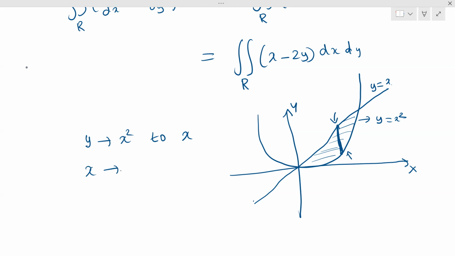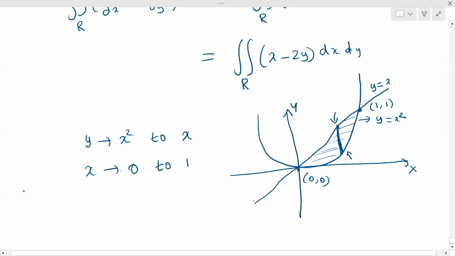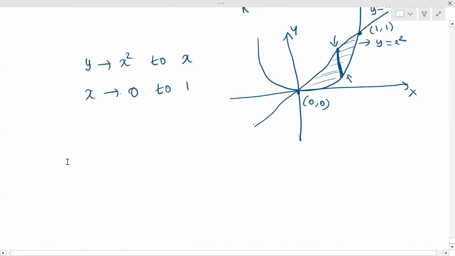What about the outer integration limit? Outer integration limit should always be constant. So here it is the origin, this is the minimum value of the region. The maximum value is the point of intersection, which is 1, 1. So x varies from 0 to 1. When we solve this equation, we will get the point of intersection that is 1, 1. So 0 to 1, this is the limit of our RHS.